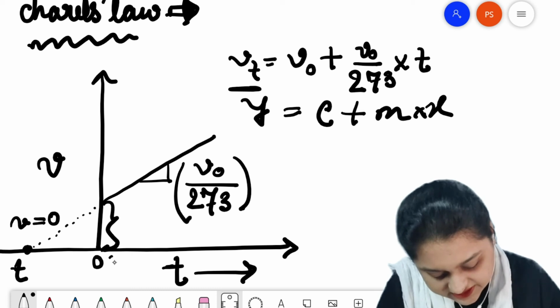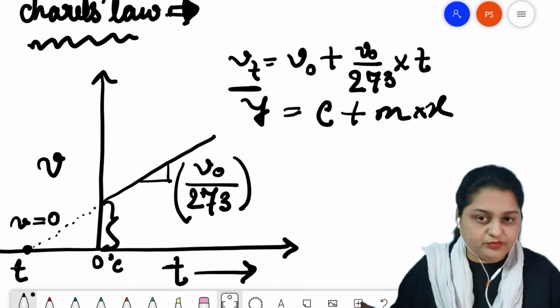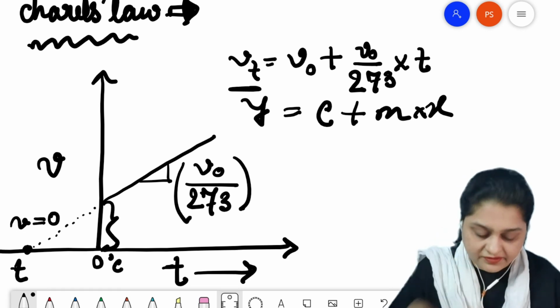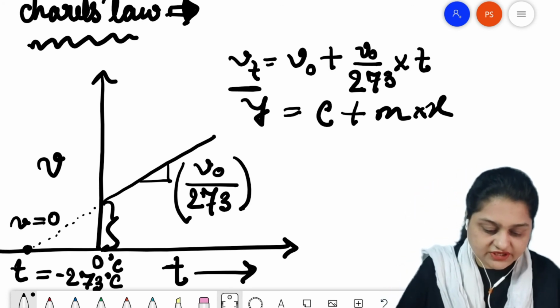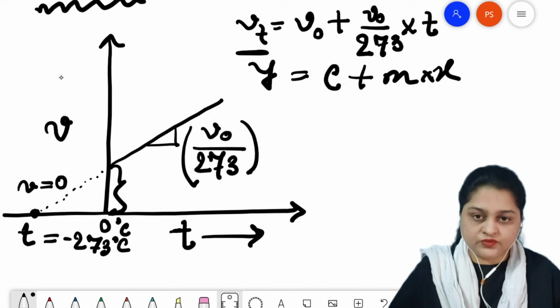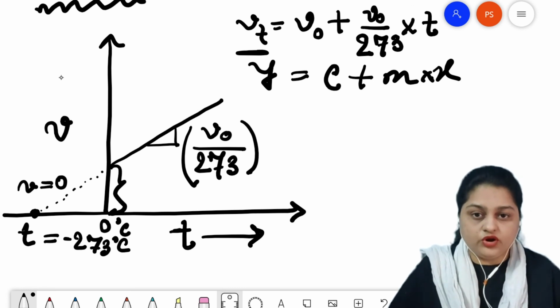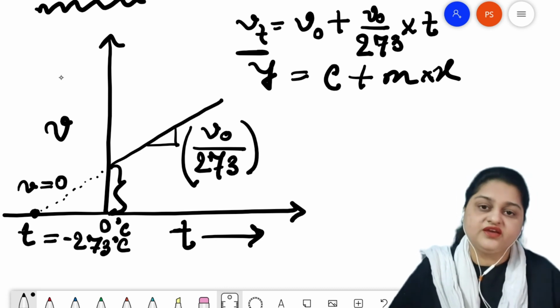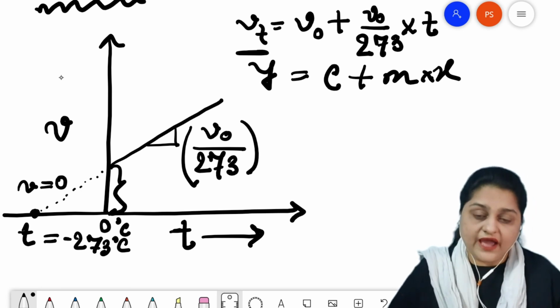This is 0 degree Celsius temperature, because the temperature that we had taken is in degree Celsius terms. So when you extrapolate the plot to V equals 0 magnitude, you will reach a certain temperature, T equals minus 273 degree Celsius. This temperature is known as absolute zero, the temperature at which the volume of the gas becomes 0. This is a hypothetical temperature because in nature it is found that way before reaching this temperature, gases solidify.